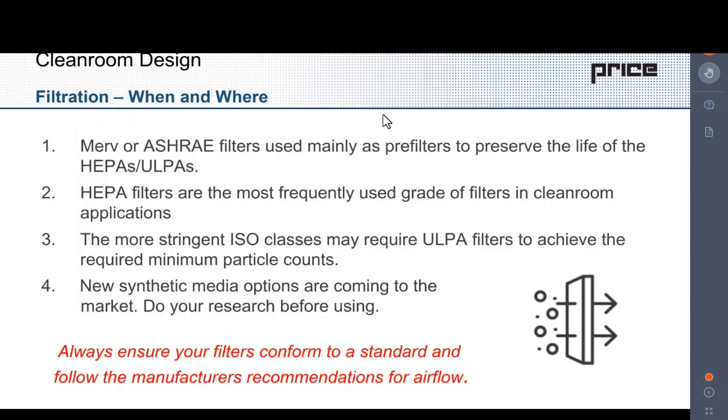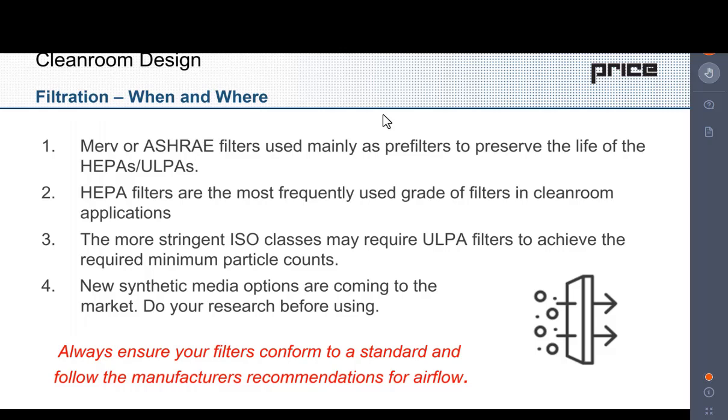So when and where do we use these filters? We're looking at MERV filters or ASHRAE filters as pre-filters to preserve the life of HEPAs and ULPAs. The more pre-filtration you do, the longer your HEPAs and ULPAs are going to last, and the lower cost you're going to have at replacing them, as typically the MERV or ASHRAE filters are a little bit lower cost, and don't have as good a gel seal or gasket seal as the HEPA and ULPA filters do.